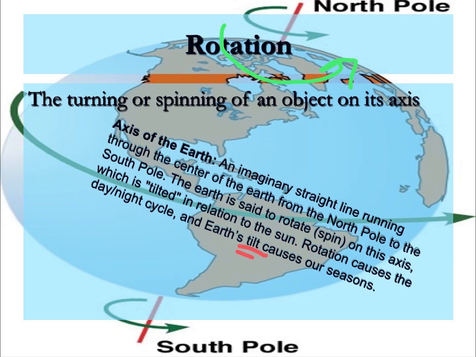Secondly, the tilt of the axis causes the seasons. In this photo, if the sun is off to the right, the northern hemisphere is having summer as it's tilted toward the sun. The southern hemisphere is having winter as it's tilted away from the sun.